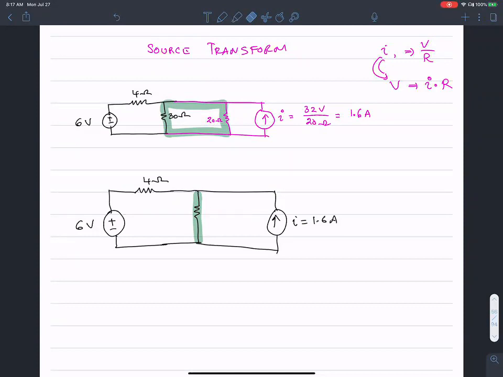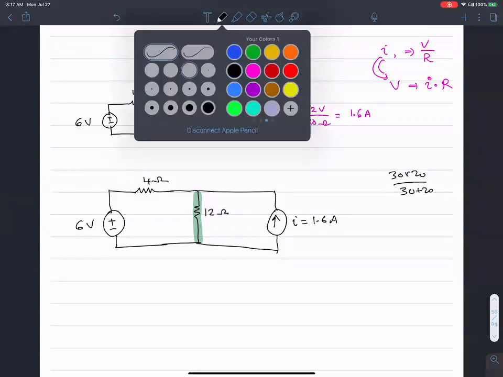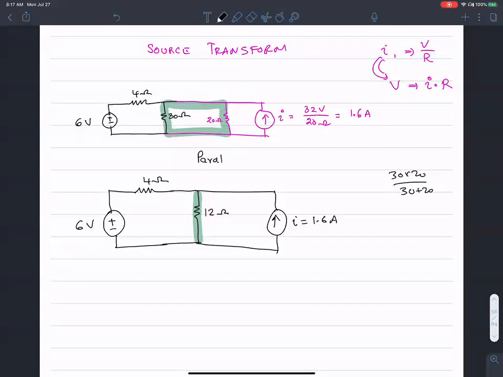So 30 in parallel with 20 should give me 30 into 20 by 30 plus 20. That's 600 by 50, which is going to be 12 ohms. So this value is going to be 12 ohms. Now what I can do is, here is my parallel simplification.